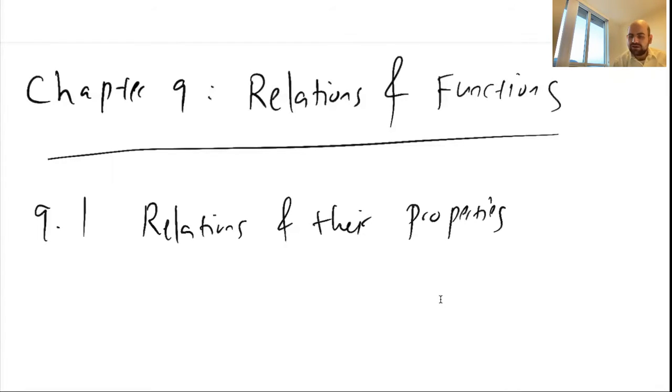So we want to start with the concept of relations, which is a generalization of functions. We don't have the restriction of having exactly one output for every input. So we remove that restriction and we define relations and certain types of relations, and then we'll get to the topic of functions later.